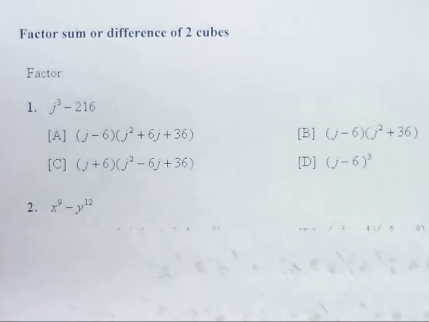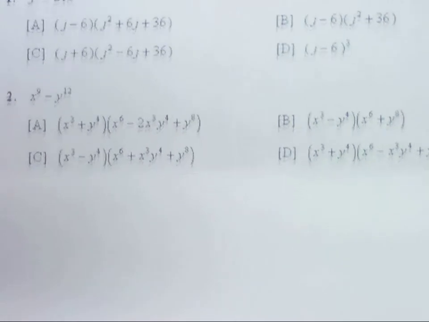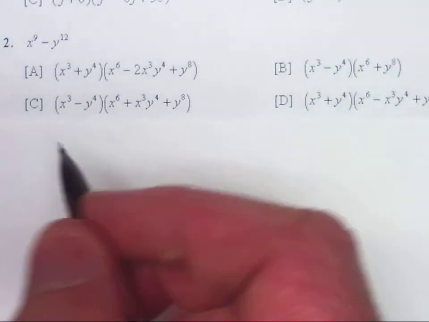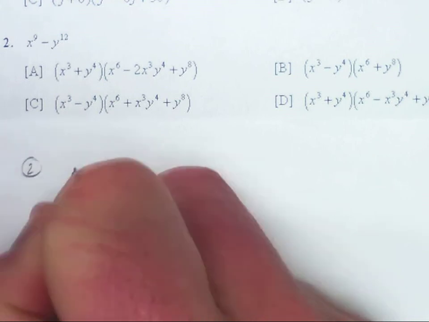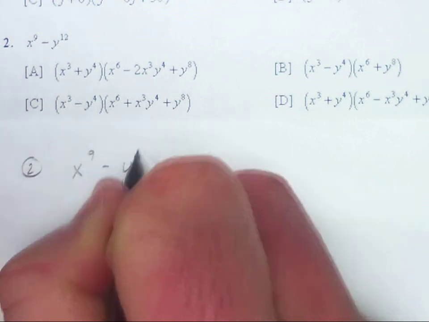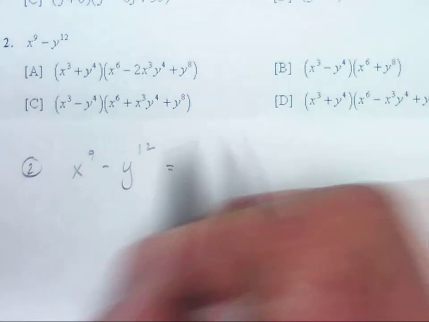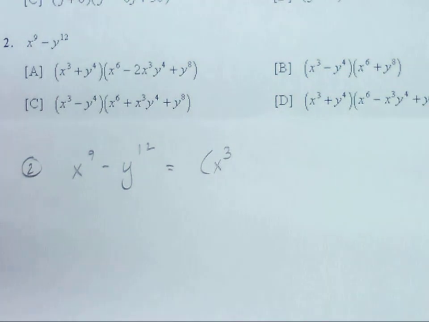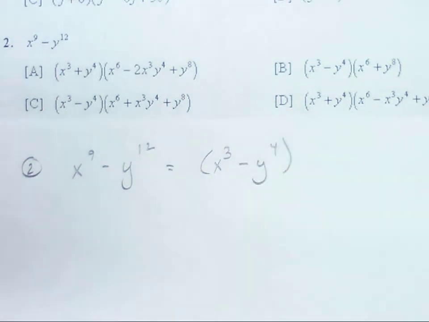Let's try another one. Number 2, x to the 9th minus y to the 12th. Well, if I'm going to factor this x to the 9th minus y to the 12th, first off I need to recognize that it is the difference of perfect cubes. So I'll take the cube root of the first term, which is x cubed, minus the cube root of the second, which is y to the 4th.